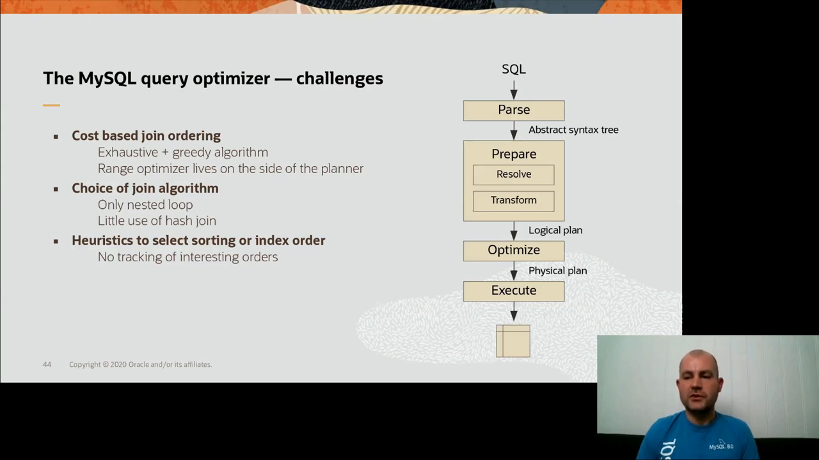There's no choice of join algorithm really in there, not a good one. So it's built for nested loop, and it doesn't use hash join to the extent it should. And we actually have heuristics to select sorting or index order. And it turned out that sometimes it fails so spectacularly that we recently added a switch to turn off these heuristics and just leave with the plan you had and not try to use the heuristics to change your mind. So this sorting thing really doesn't work. We are not able to make a good choice there. Surprisingly enough, it works in most cases, but in some cases it really fails.